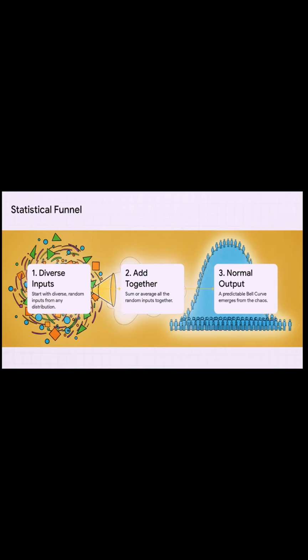The theorem basically says that if you take a whole bunch of different random independent things and you just add them all together, the result, the sum of all that randomness, will almost always smooth itself out into a perfect bell curve. It's kind of like a statistical magic trick. You pour all this random chaos into the top, and what comes out the bottom is this beautiful, predictable order.